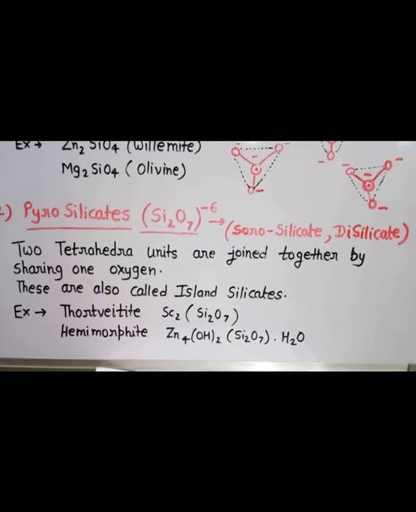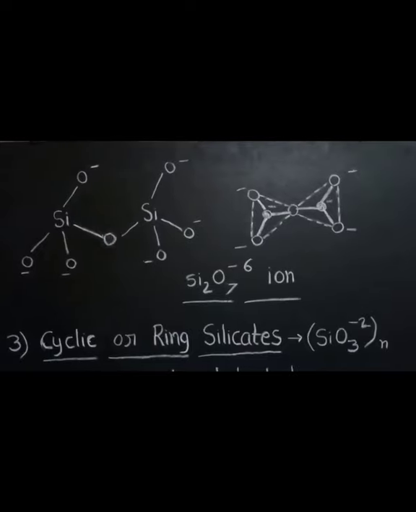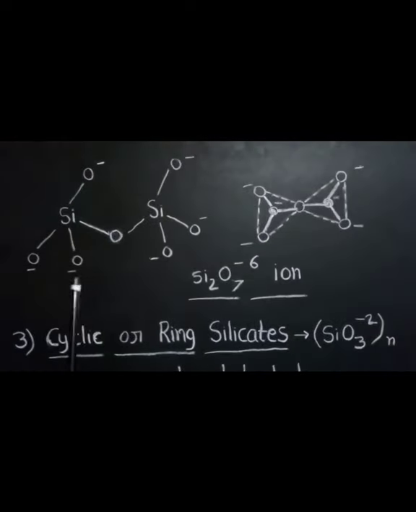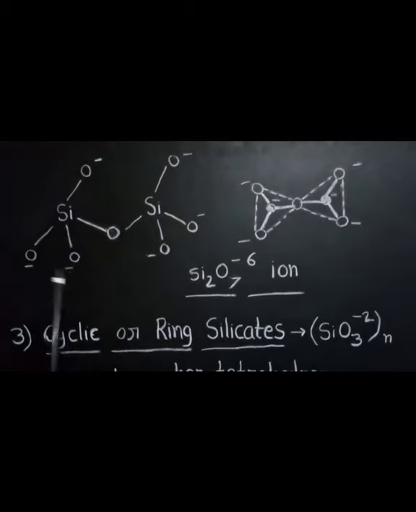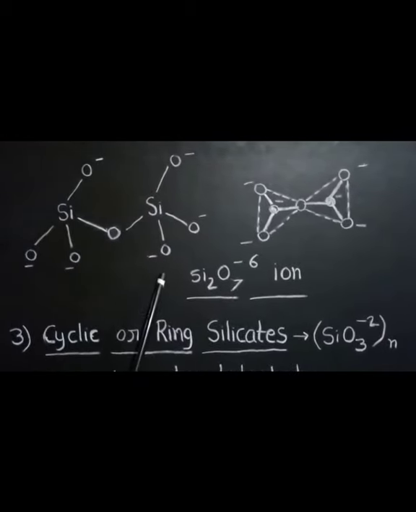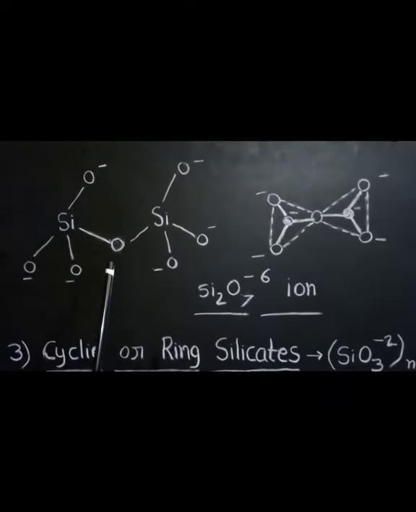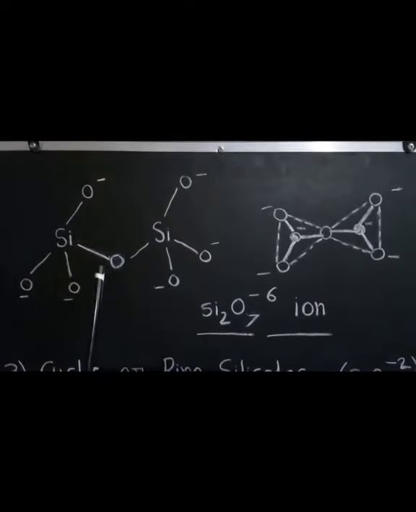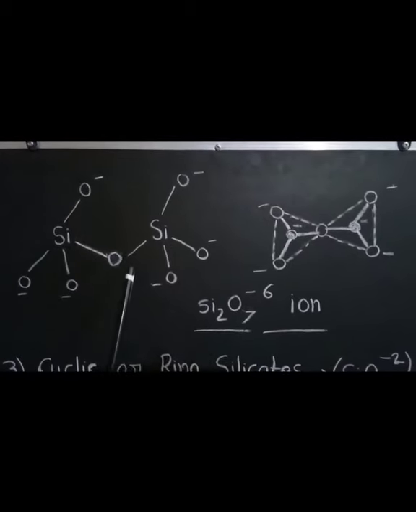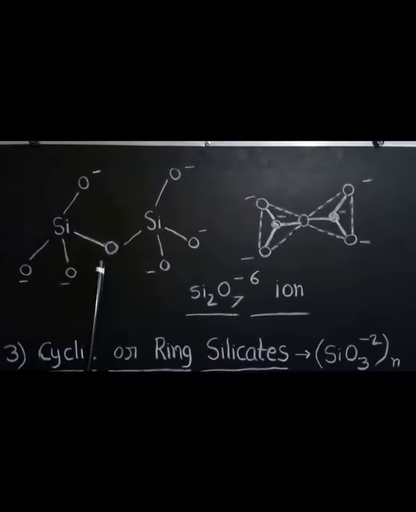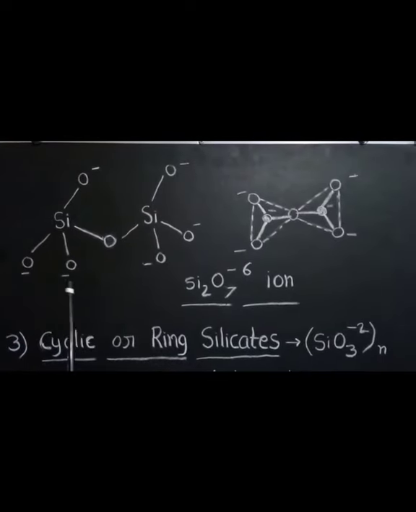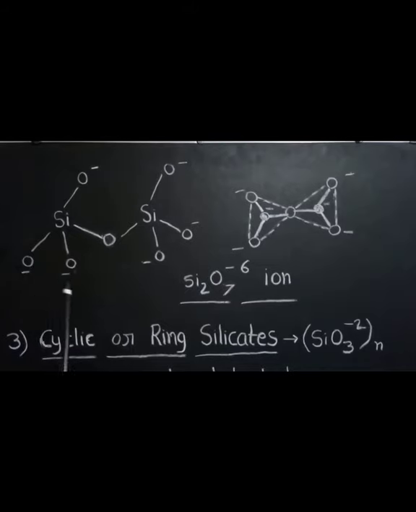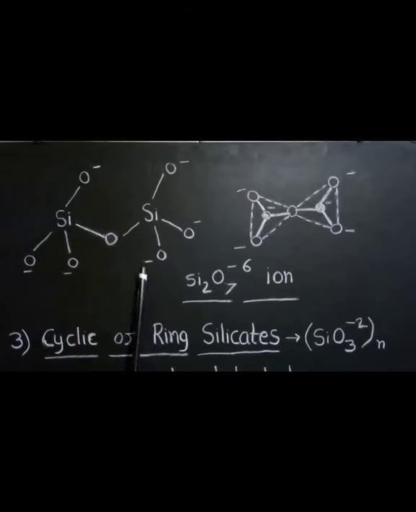That is, one oxygen is removed while joining. An example is thortveitite, Sc2Si2O7. That is the given structure, which shows two silicon, Sc2Si2O7, because instead of scandium 2 it is given as 6 minus ion. So two silicon are there, and if you count the oxygen, here 3 oxygen, here also 3 oxygen, so 6, and in between one oxygen is linked. So both the silicates are linked by sharing one oxygen atom.